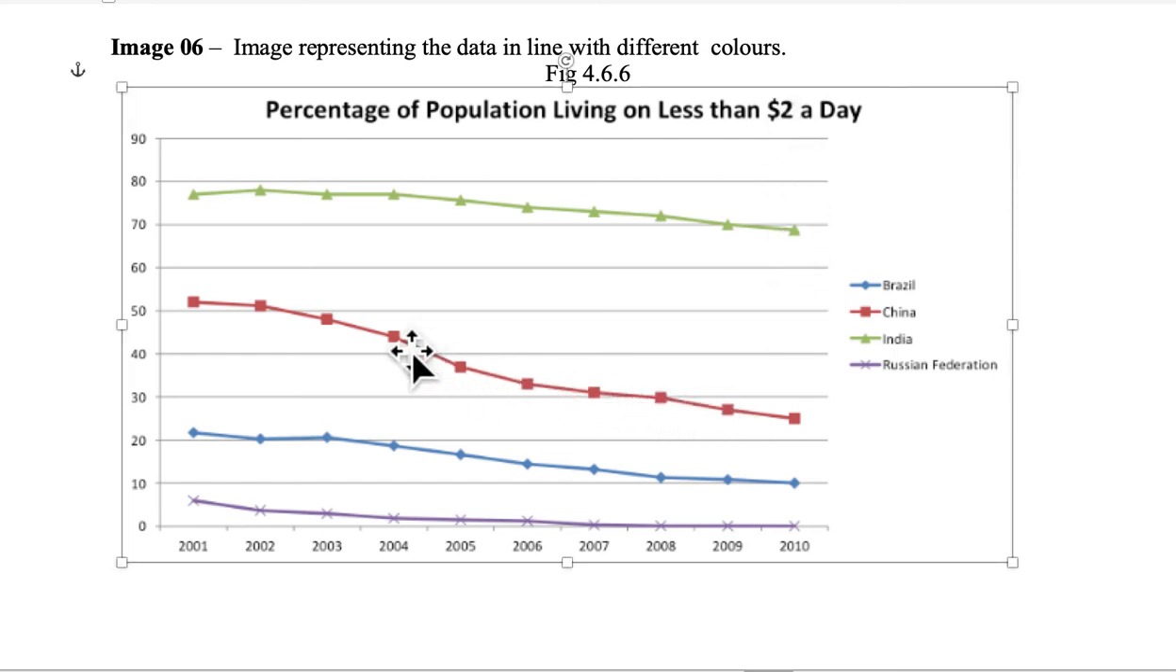If we look at this red line, it represents the information about China. In China, in 2001, a little more than 50% of the population lived on an income of $2 a day, but it has now come down. That means they are improving, and in 2010, 35% of people lived on an income of $2 per day. In this way, we can read from this graph. So this is a kind of data.